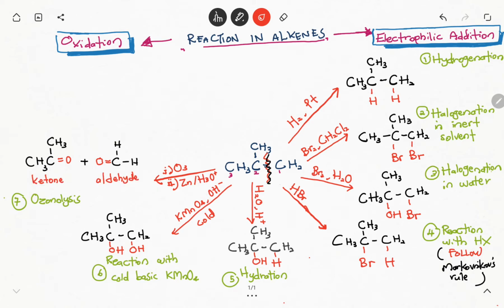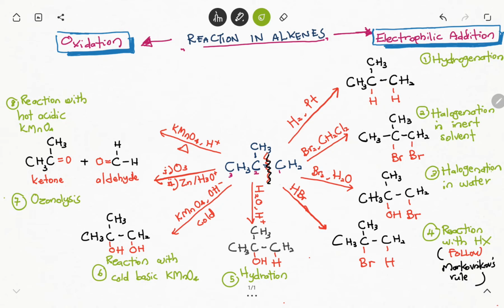The products formed may be an aldehyde or a ketone. If the carbon of the double bond is bonded to at least 1 hydrogen atom, it will form an aldehyde. And if the carbon of the double bond is not bonded to any hydrogen atoms, it will form a ketone.